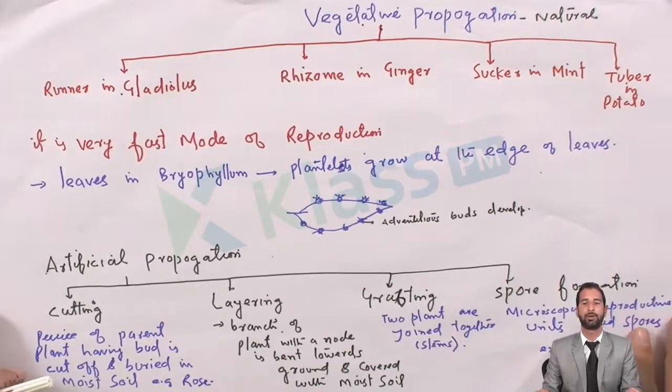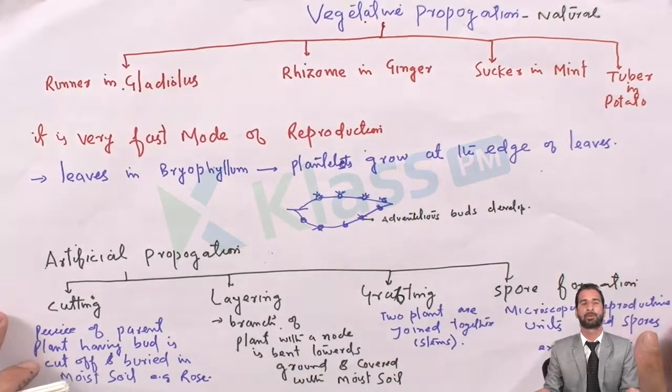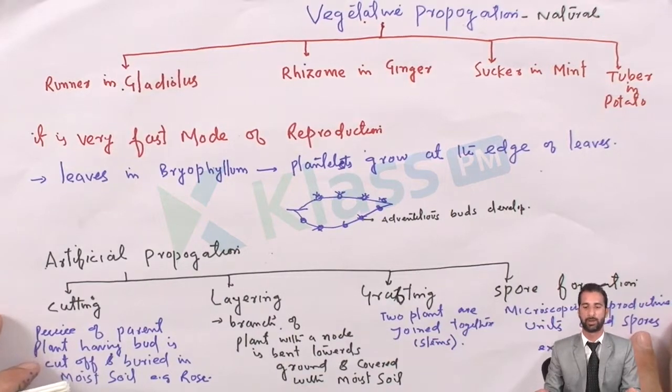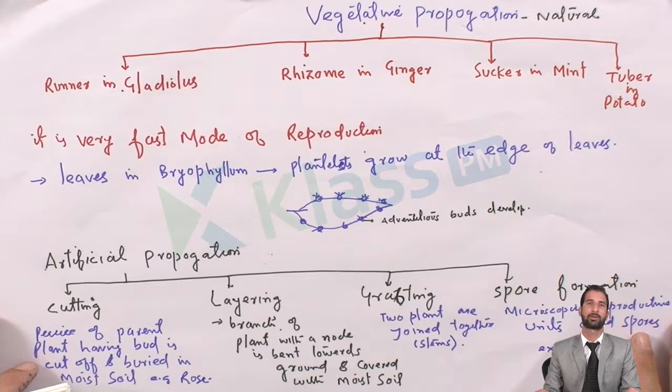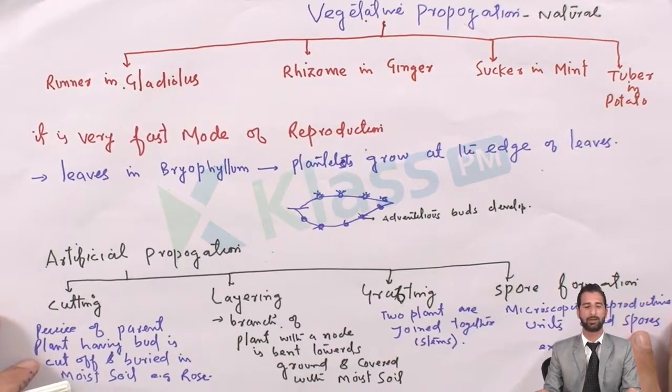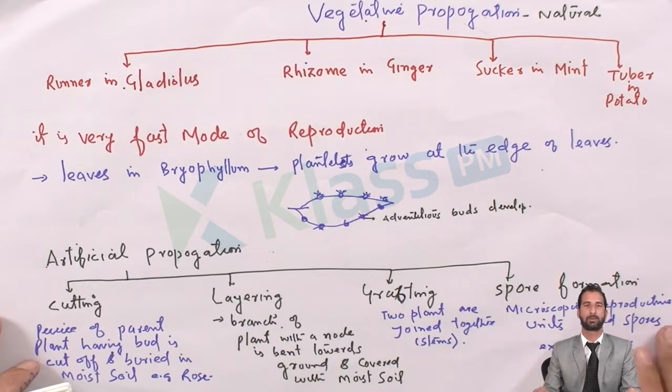In previous videos we have discussed asexual reproduction and various modes of asexual reproduction. In this video we are going to talk about the other mode of asexual reproduction which occurs in higher plants. In previous videos we have discussed asexual reproduction mostly in the lower organisms, but in higher plants asexual reproduction also occurs. And this mode of reproduction is called vegetative propagation.